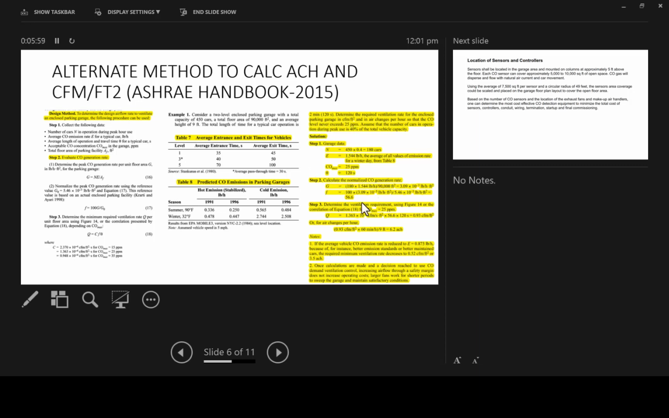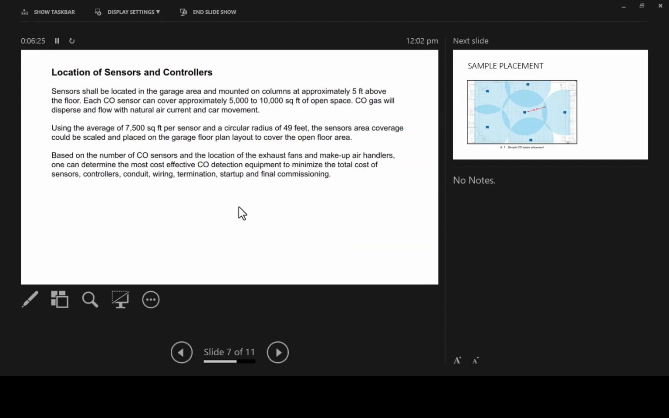You can read it thoroughly by yourself, and you can calculate it using this example. You need to use this table, and you calculate it. Here is the design method. They mention CO emission, and N is the number of cars. Here you will get everything. You just need to put in these values and calculate it, depending on your scenario, how much area you have, how much ppm you want to maintain, and these things. So you just need to read it thoroughly.